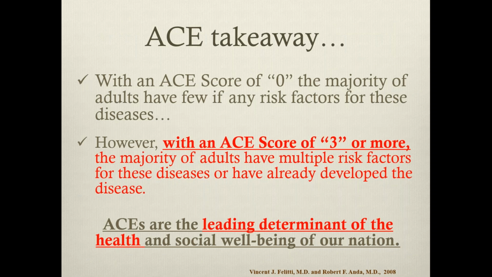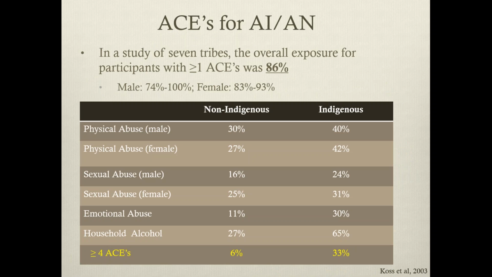So just to highlight again, 0 ACEs is not really related to an increase in heart disease, but 3 or more gives adults this multiple risk factor for metabolic disease. And if you are a betting person, or if you had to put money on one predictor for chronic health diseases in the United States, ACEs are the leading determinant of health and social well-being in our nation.